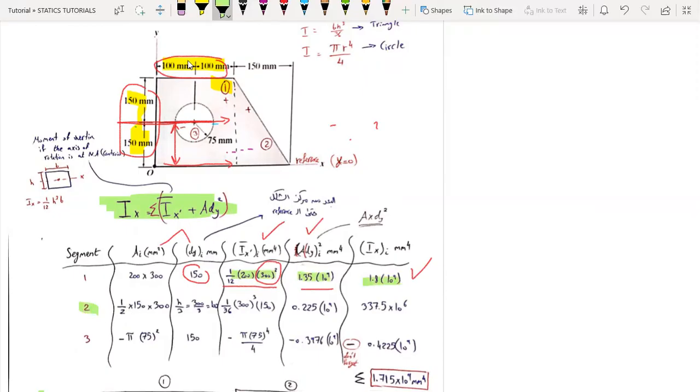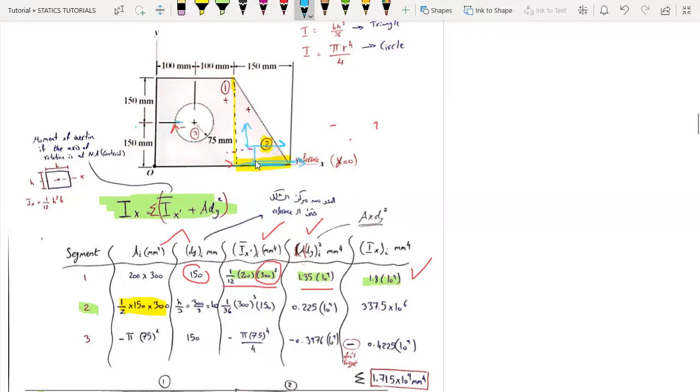Regarding segment number 2, here is segment number 2. So the area is half multiplied by this length, 150, multiplied by the height, which is 300. So half multiplied by 150 multiplied by 300. dy is the distance, as we said. Let's say here is the centroid, here is the y-axis, here is the x-axis. Now we are calculating Ix, correct? And here is our reference for the moment of inertia about this axis. We want to calculate it. So the distance dy, the vertical distance, will be what?